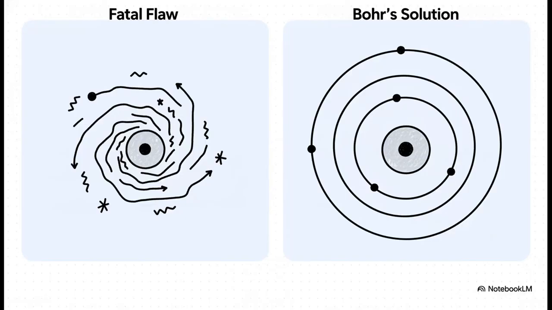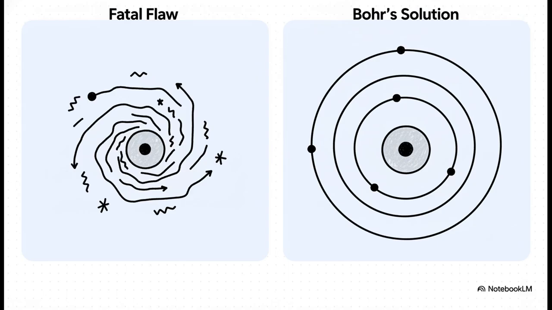But, well, Rutherford's model had a fatal flaw. According to classical physics, a moving, charged electron orbiting a nucleus should continuously emit energy. If that happened, its orbit would just get smaller and smaller until it literally collapsed into the nucleus. The atom would destroy itself.